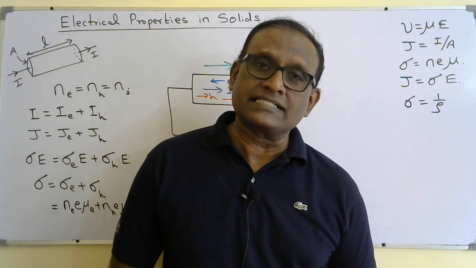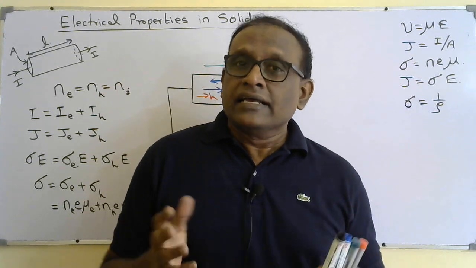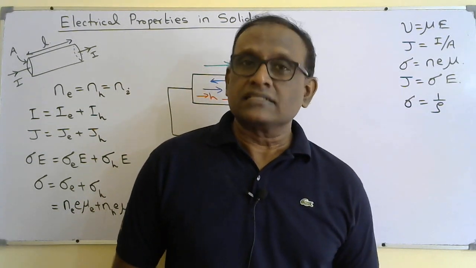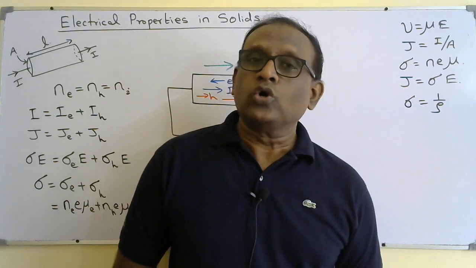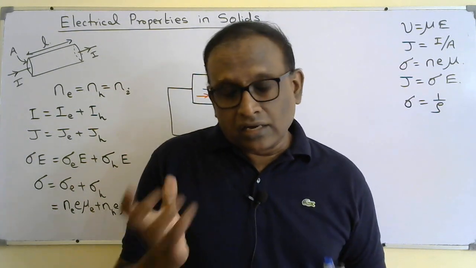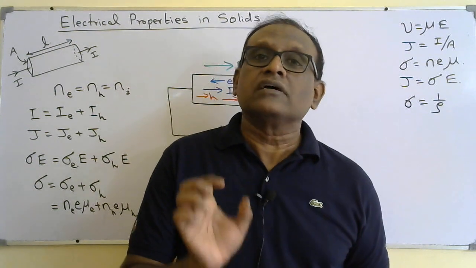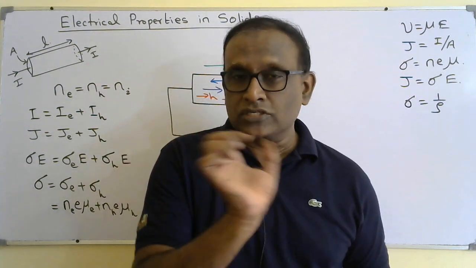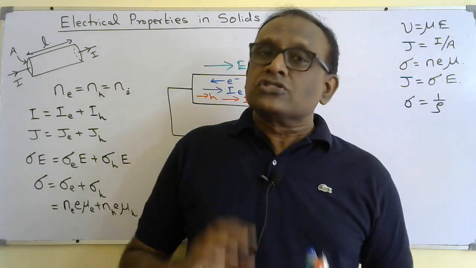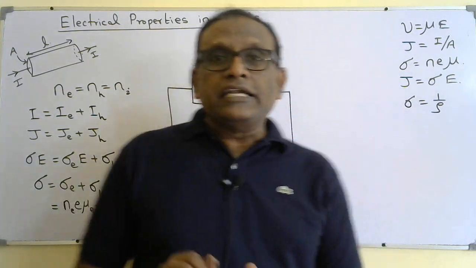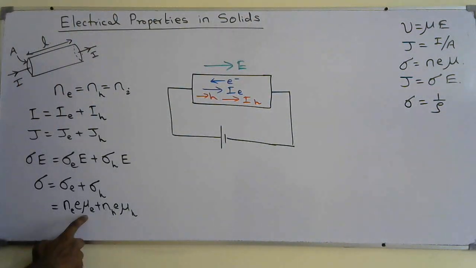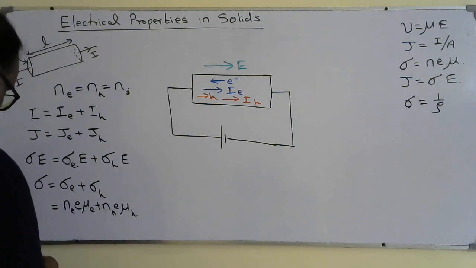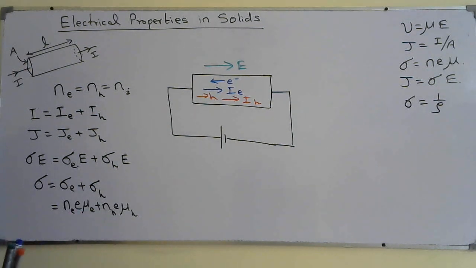The reason is that the effective mass of holes is greater than the effective mass of electrons, and the motion of holes will be disturbed due to phonons, the vibration of the atoms. So normally the mobility of holes is lower than the mobility of electrons. So mu e and mu h will have different numerical values.